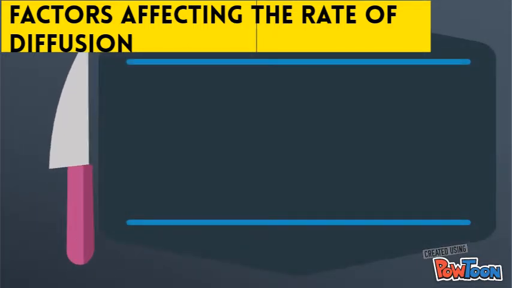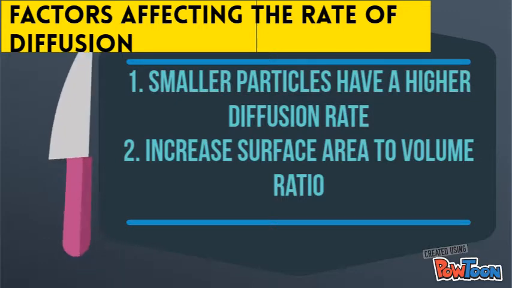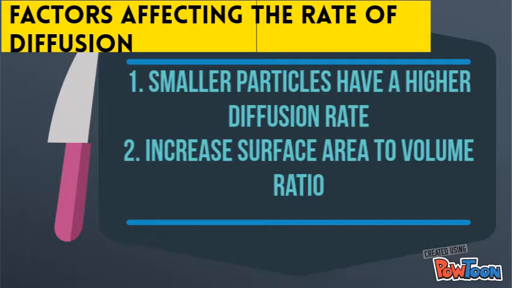Smaller particles have a higher diffusion rate than larger particles. The rate of diffusion is not only limited by the particle size, it is also related to the physical size of the matter. When you cut the chocolate into smaller pieces, it also increases the surface area to volume ratio, which can also increase the rate of diffusion.